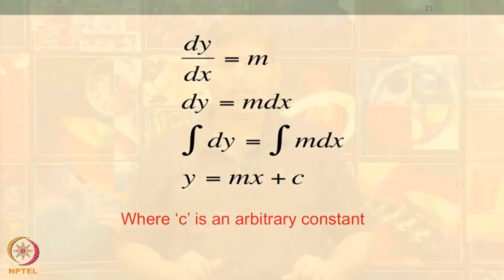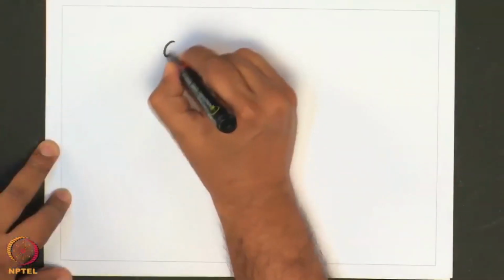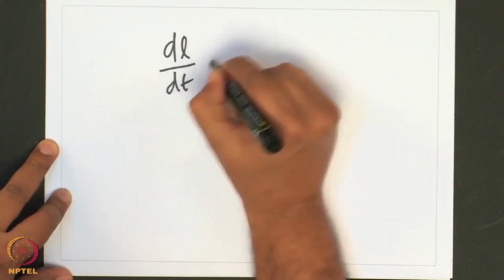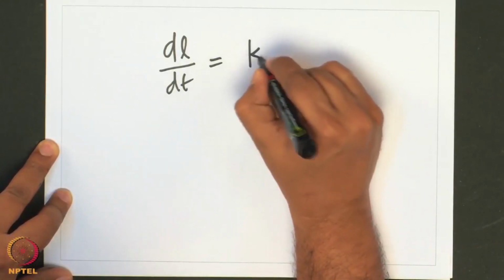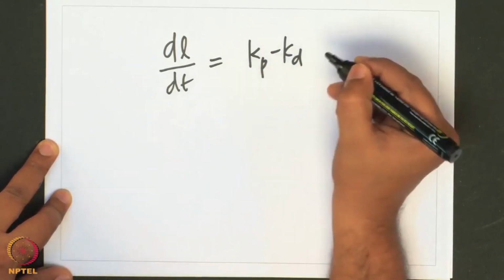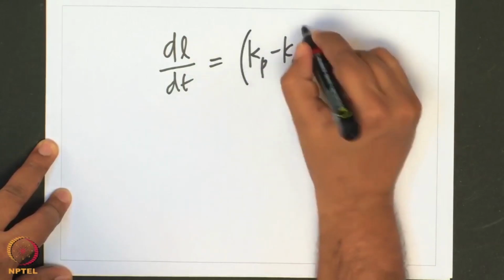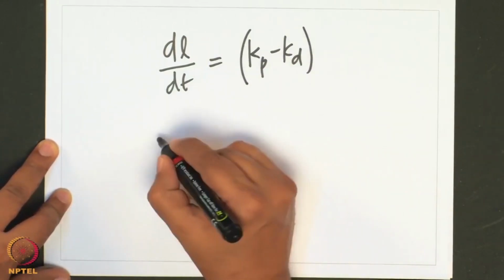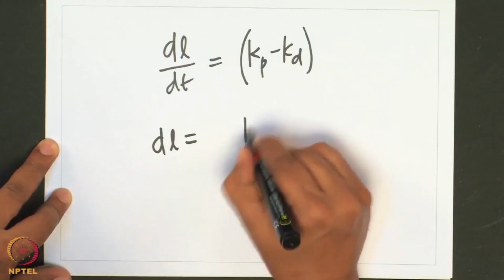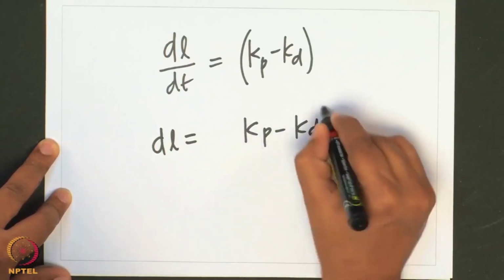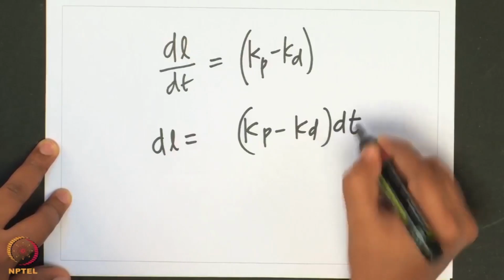Now, let us come back to this example of dL/dt and see what we would get. So, let us take this example of dL/dt. What we have is dL/dt is Kp minus Kd, where Kp minus Kd is a constant. In other words, dL is equal to Kp minus Kd times dt.